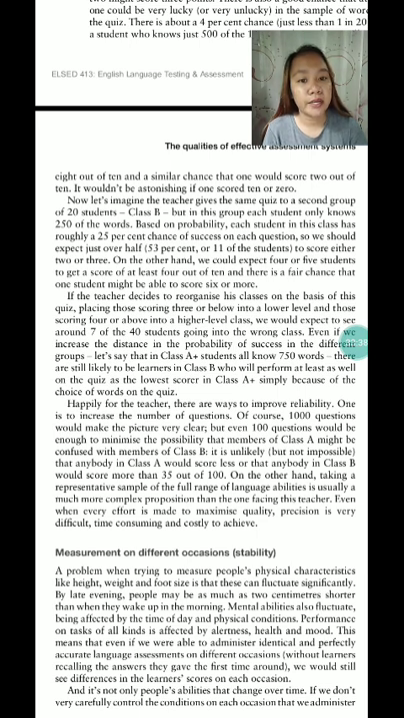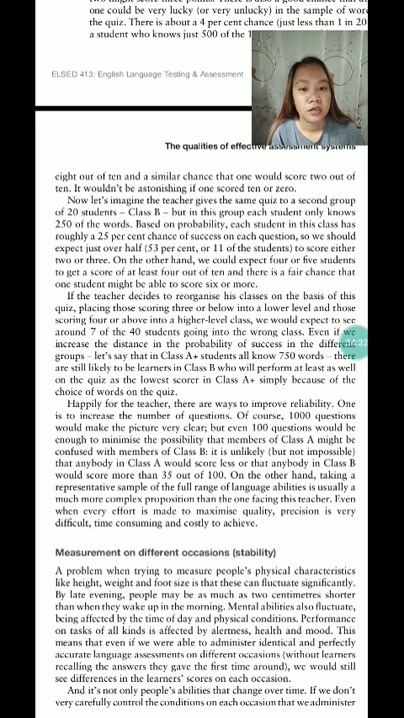If the teacher decides to organize his classes on the basis of this quiz, placing those scoring 3 or below into a lower level and those scoring 4 or above into a higher level class, we would expect to see around 7 of the 40 students going into the wrong class. Even if we increase the difference in the probability of success in the different groups, let's say that in Class A plus students all know 750 words, there are still likely to be learners in Class B who will perform at least as well on the quiz as the lowest scorers in Class A plus, simply because of the choice of the words on the quiz.